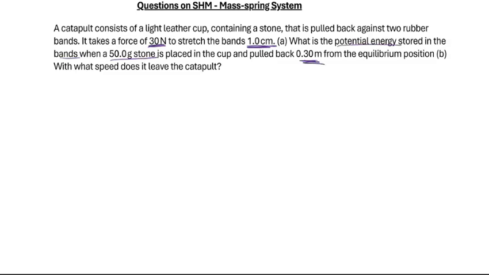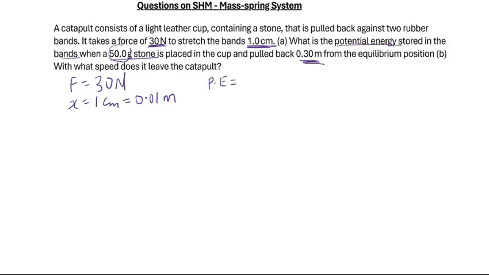amplitude from the equilibrium position? Okay, now the first thing we are doing is to list our parameters. The parameters we have here are our first force, which is 30 Newton, and our distance, which is 1 centimeter, which is equivalent to 0.01 meter. So we are told to look for the potential energy.